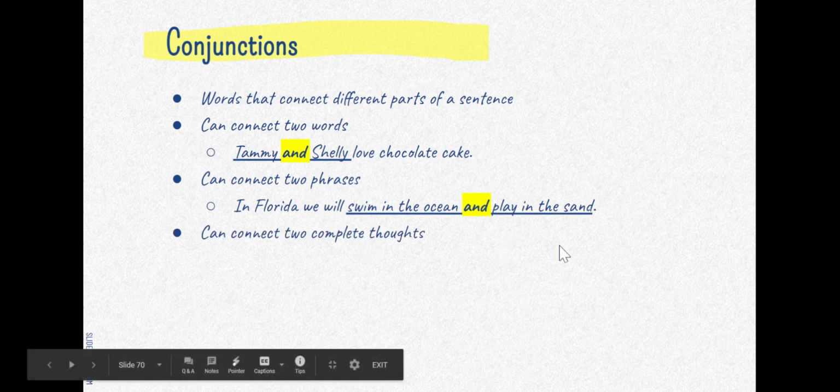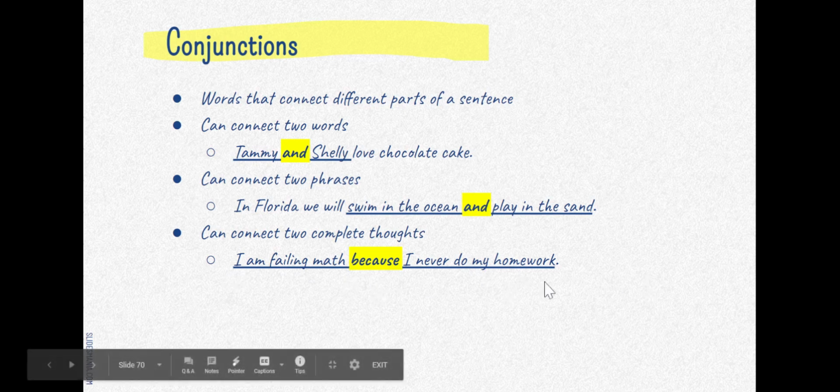Or it can connect two complete thoughts. I am failing math because I never do my homework, because is connecting those two complete thoughts and telling the relationship between them. Okay, so in these three different ways, conjunctions can work to join parts of a sentence together.